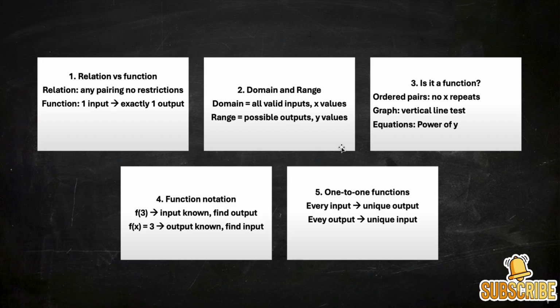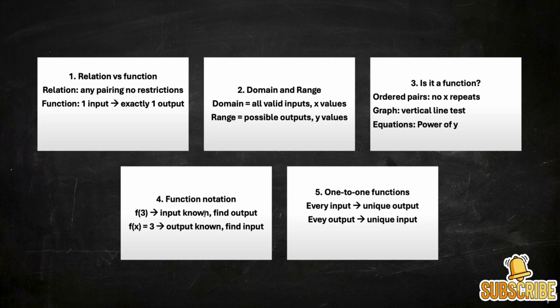So, summary: a function is a relation where every input has exactly one output, and the domain is your inputs and range is your outputs. And so if you're given functions in ordered pairs, all you need to check is if x repeats. And if you're given a graph, you want to check the vertical line test. And if you're given equations, you want to check the power of y. If it's even, it's not a function. And if it's odd, it's a function.